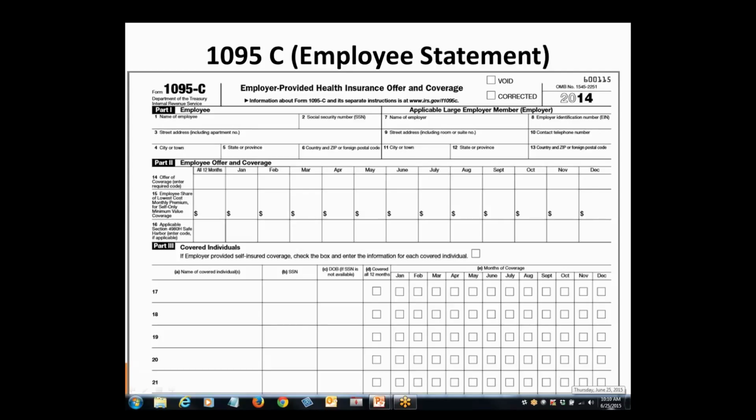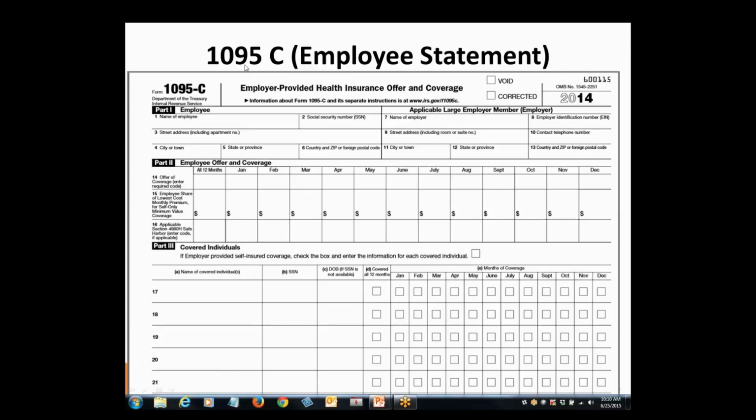Part 3, and your box is blocking it right now, but it says covered individuals. If employer provided self-insured coverage, check the box and enter the information for each covered individual. What does that mean? Does that mean if you have group insurance with a health insurance provider that you don't have to enter this information?